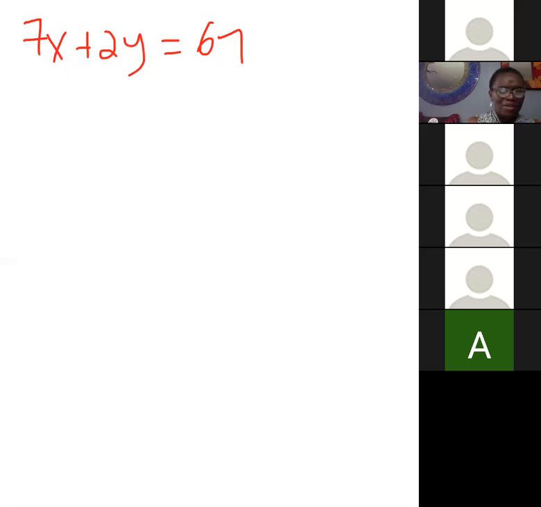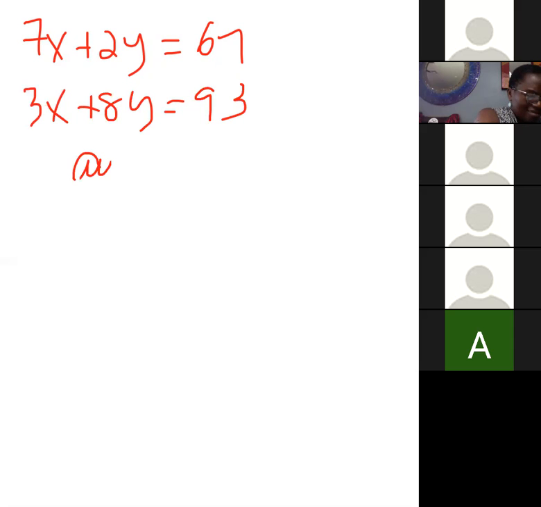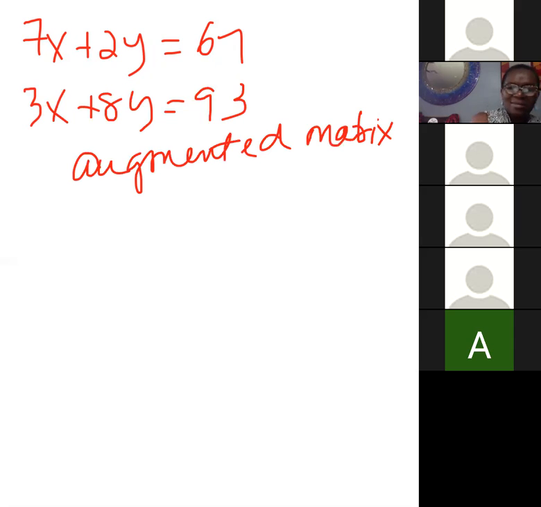Well, actually, no, we don't need to do this one, guys. This one, they just want you to write the augmented matrix. That's easy, right? The augmented matrix, just take out the values and write them down. You guys are okay with that, right? Okay, let's move on.